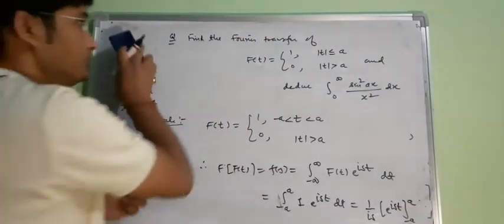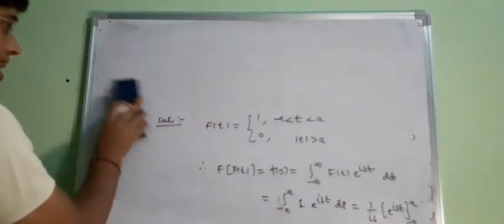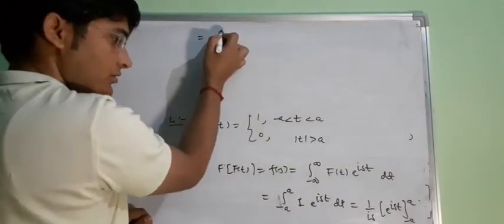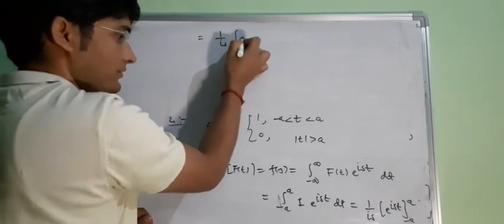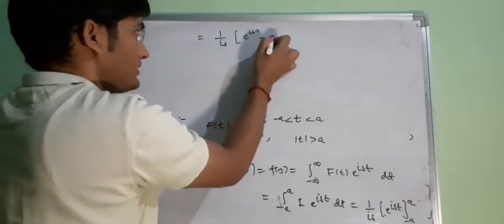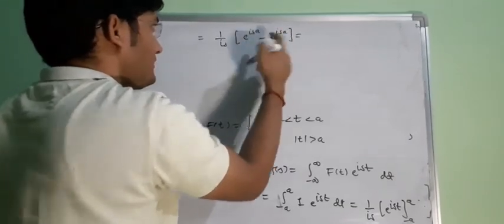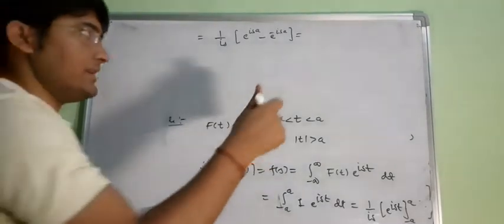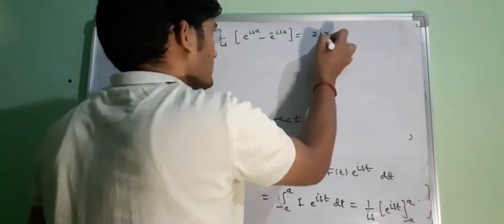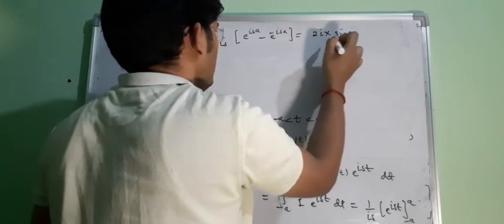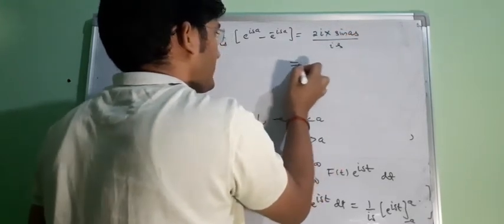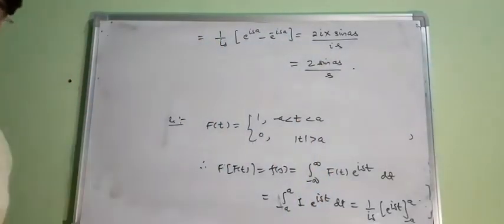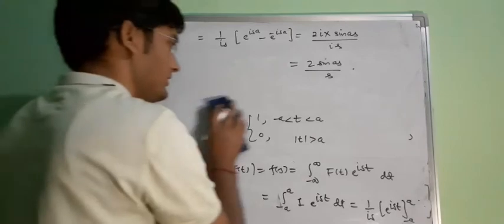So this is equal to 1 upon is, then we will have e^(isa) minus e^(-isa). Now e^(iθ) minus e^(-iθ) equals 2i sin θ. So this is 2i sin(sa) divided by i times s. That means this is 2 sin(sa) upon s. So this is the Fourier transformation of this function f(t).